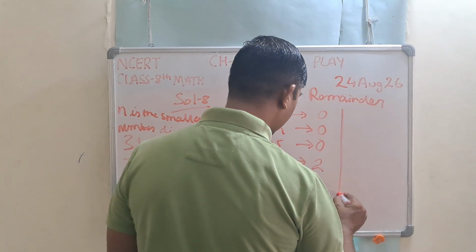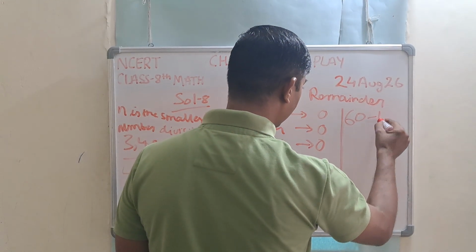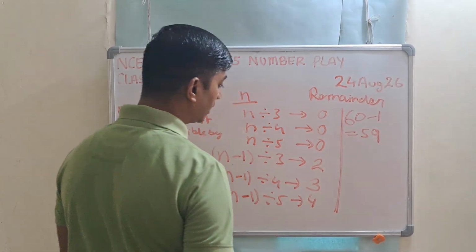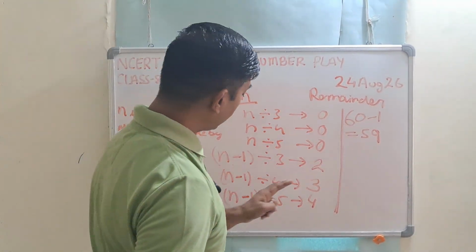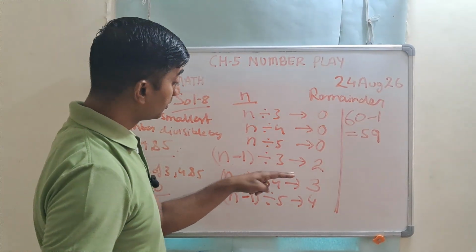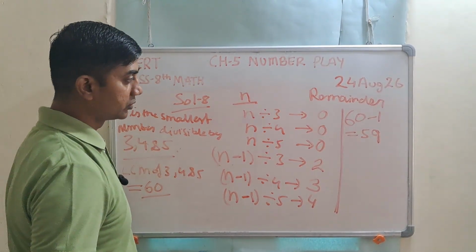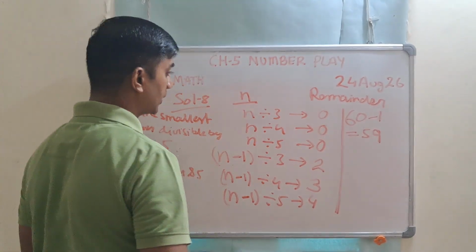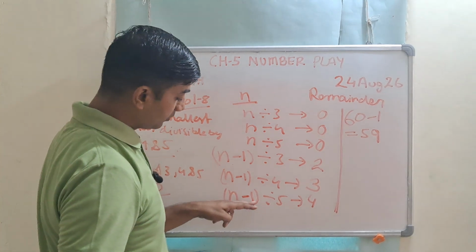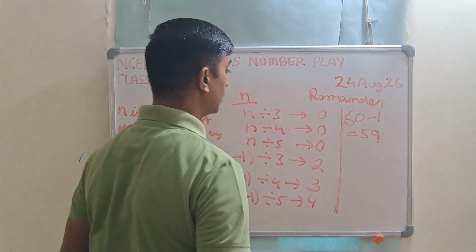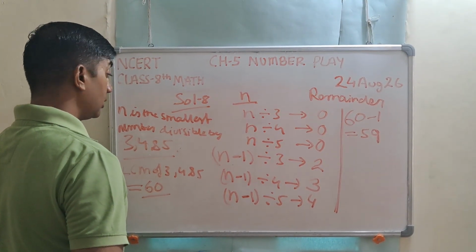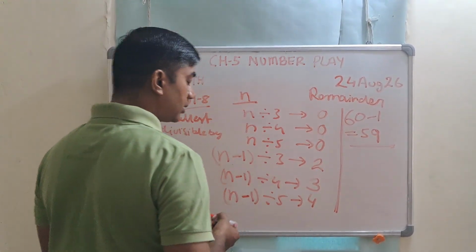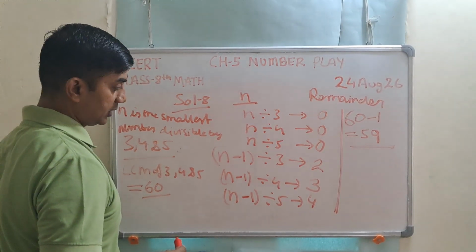Understood? Means 60 minus 1, that is 59. So 59 is the smallest number. When you divide this number by 3, you will get the remainder 2. And when you divide this number by 4, you will get the remainder 3. And when you divide this number by 5, you will get the remainder 4. Now this is the smallest number, but we can have n number of options for our answer.